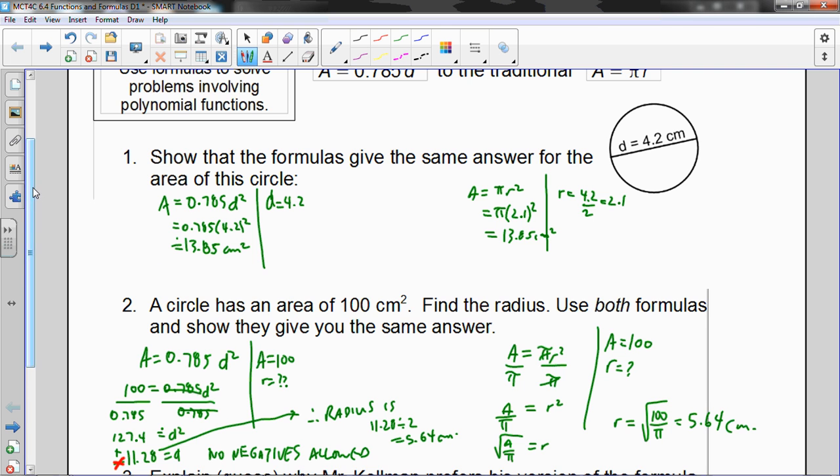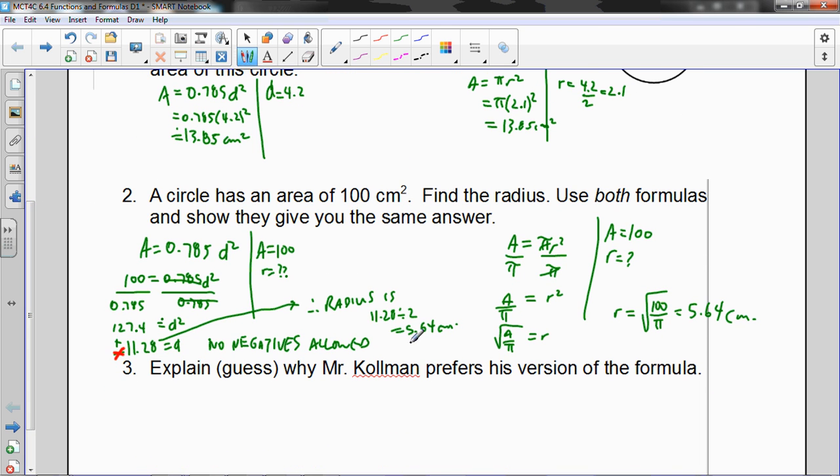Good. Same formula. So explain or guess why Mr. Coleman prefers his version of the formula. Well, give it a guess, but here were my guesses. First of all, maybe Mr. Coleman's calculator doesn't have a pi button, right? That's possible. Maybe you just have those big clunky calculators and no fancy pi buttons. I actually asked him about this, and the reason is because the diameter is easy to measure, where the radius is difficult.